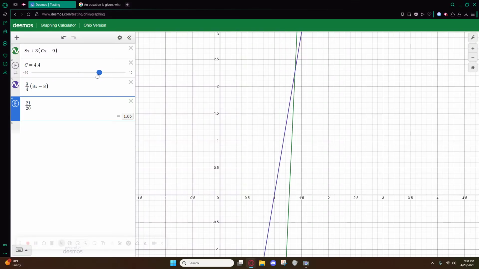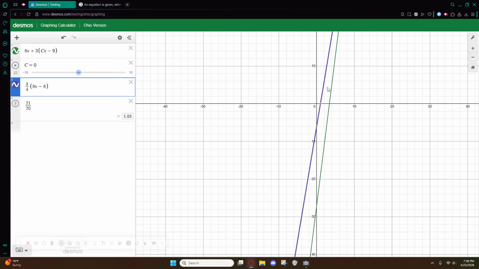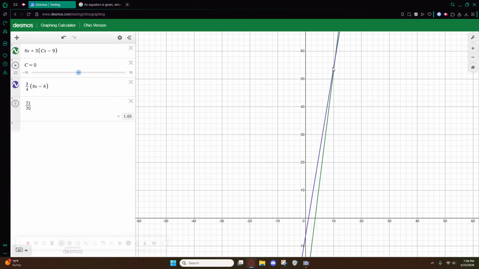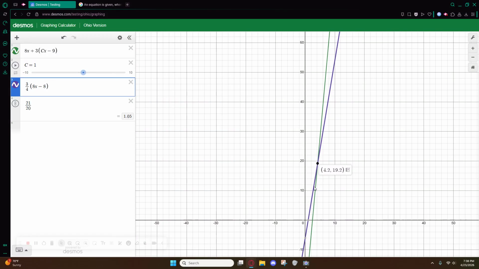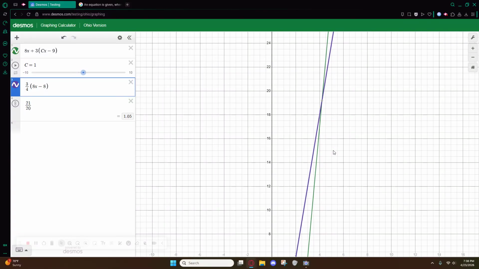For a question this complicated, I would assume they're not going to give you an answer where c is going to end up a decimal. So, let's take a look. At c equals 0, these don't intersect for quite a while. That's all the way at 10.5. That's not what we're looking at. So I'm going to adjust the c to 1, and you can see the line moving as I adjust it. Now we're at 4.2. This is a heck of a lot closer, but still not where I need it to be. So let's adjust it further.